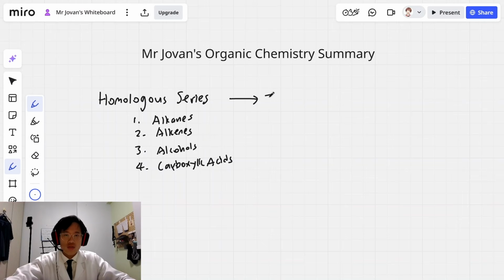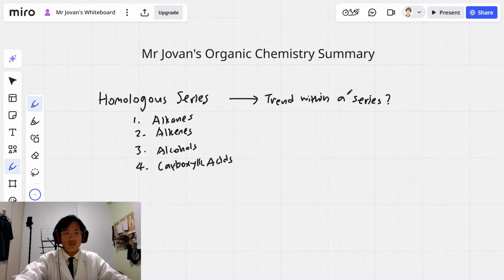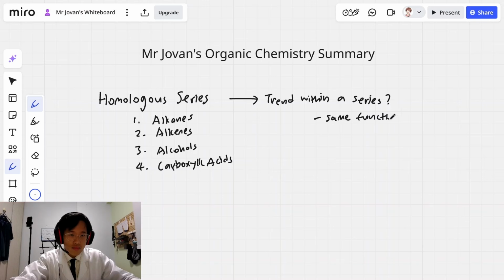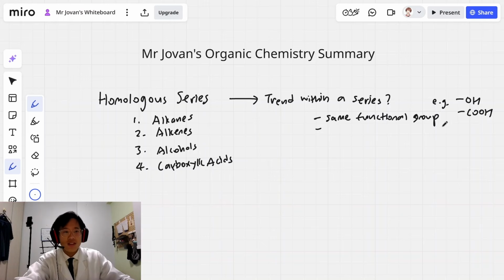And what is the trend within a homologous series? Okay, so what's the trend within one of the series? Within each individual series, they will have the same functional group. What is a functional group? An example of a functional group is the OH in alcohols or the COOH in carboxylic acids. These are the functional groups that define a homologous series. So within each homologous series, there is its own functional group.